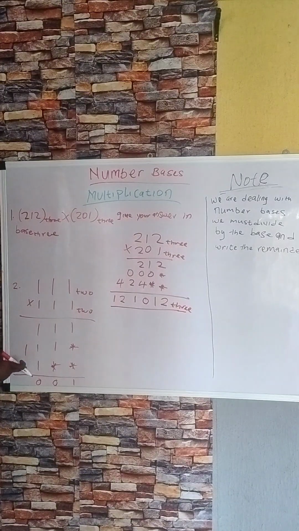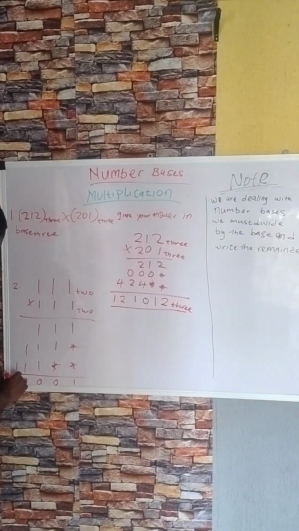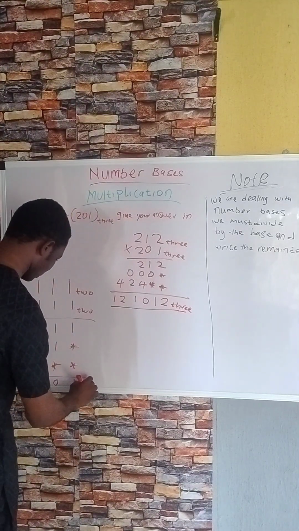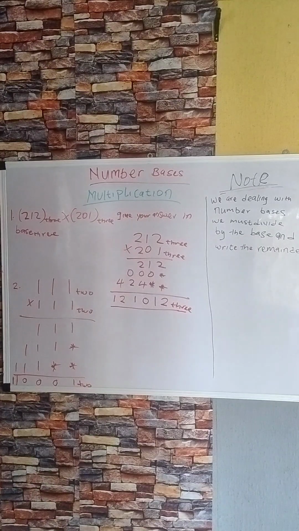2 plus 1 is 3 plus 1 is 4. 4 divided by 2 will give you 0 again, remainder 2. So 2 here. This will be 3. 3 divided by 2 will give you 1, remainder 1. So you write down 1 here and bring the remainder over here. There is nothing here, you still bring down your 1. So this will be your final answer. So this is how you do multiplication in number bases.